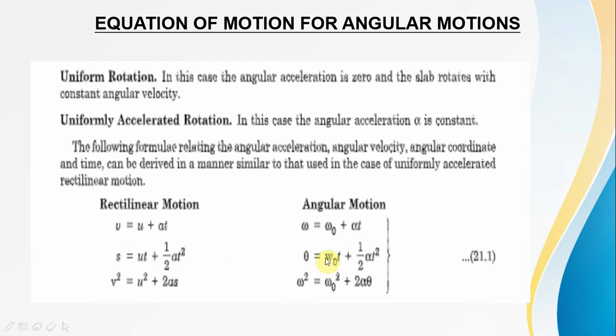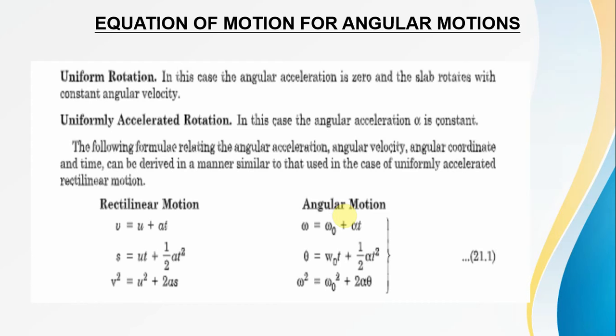Here we have theta equal to omega naught t plus 1 by 2 alpha t square, where theta is the angle of rotation, omega naught is the initial angular velocity, alpha is angular acceleration, t is the time. Another formula, v square equal to u square plus 2as. So here the formula is omega square equal to omega naught square plus 2 alpha theta. So do remember these three formulas, because for angular or rotational motion we have to use these three formulas for our numericals, right?